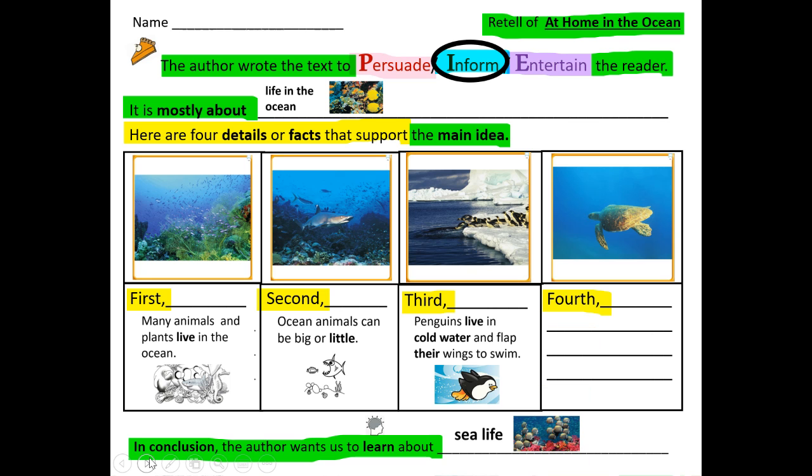And fourth, what can you tell me about this turtle? What is the turtle doing? Fourth, the turtle, well, turtles swim far to lay their eggs. So, in conclusion, the author wants us to learn about sea life.